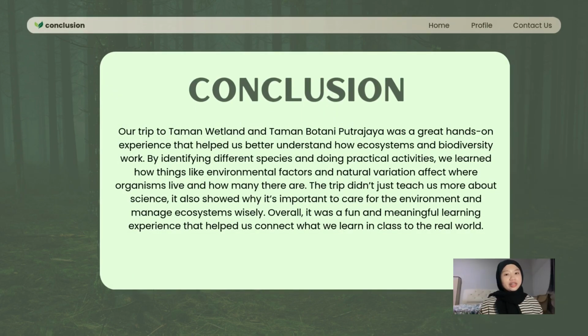As for the conclusion, our trip to Taman Wetland and Taman Botani Putrajaya was a great hands-on experience that helped us better understand how ecosystems and biodiversity work. By identifying different species and doing practical activities, we learned how things like environmental factors and natural variation affect where organisms live and how many there are. The trip didn't just teach us more about science, it also showed why it is important to take care of the environment and manage ecosystems wisely. Overall, it was a fun and meaningful learning experience that helped us connect what we learned in class to the real world.